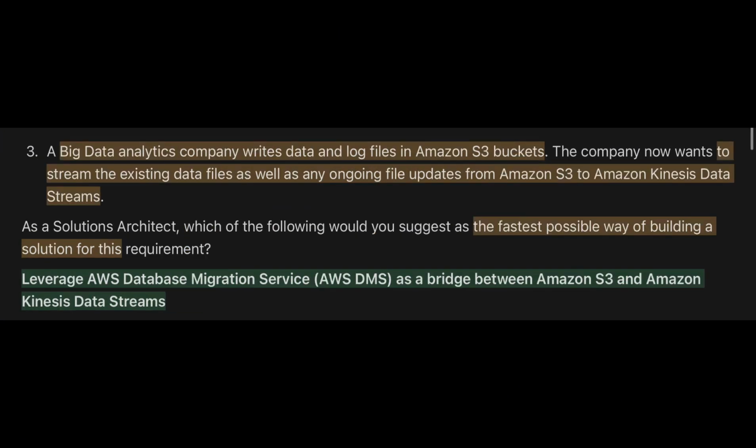And then what if we have a situation where we have a big data analytics company that writes data and log files in Amazon S3 buckets, and then the company wants to stream the existing data files as well as any ongoing file updates from Amazon S3 to Amazon Kinesis data streams? Well, if you want the fastest possible way of building a solution for this requirement, then we can leverage the AWS Database Migration Service, AWS DMS, as a bridge between Amazon S3 and Amazon Kinesis data streams.